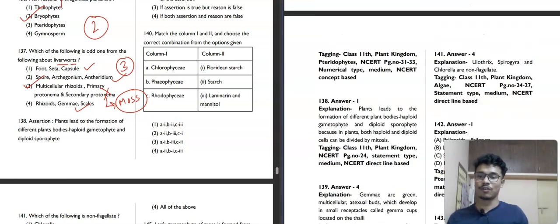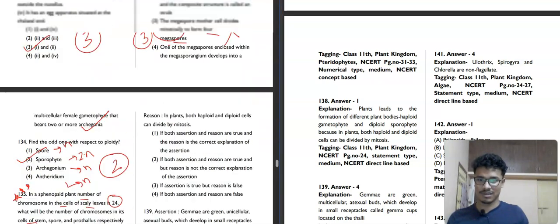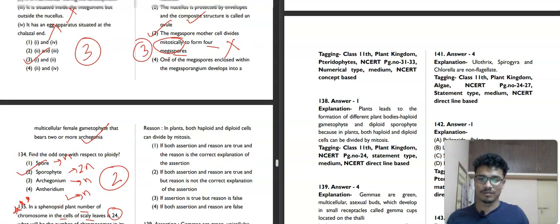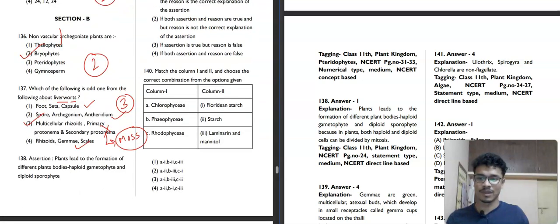Assertion: plants lead to the formation of different plant bodies, haploid gametophyte and diploid sporophyte. Okay. Then what reason is given? In plants, both haploid and diploid cells can divide by mitosis. Okay. So it is saying assertion: plants lead to the formation of different plant bodies, haploid gametophyte and diploid sporophyte. So we need to see the ploidy level, haploid gametophyte and diploid sporophyte. That's why this statement is absolutely correct.